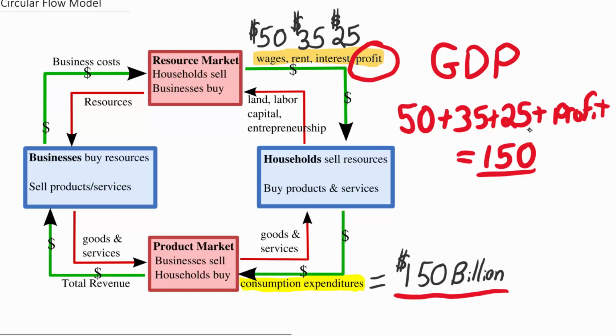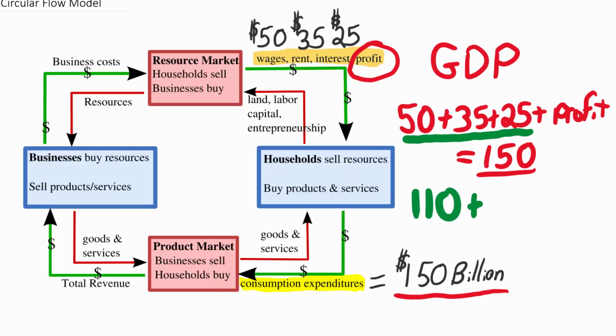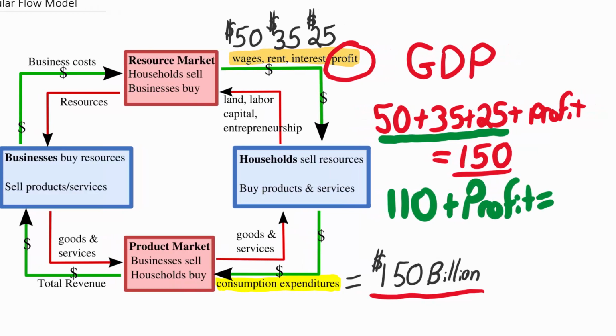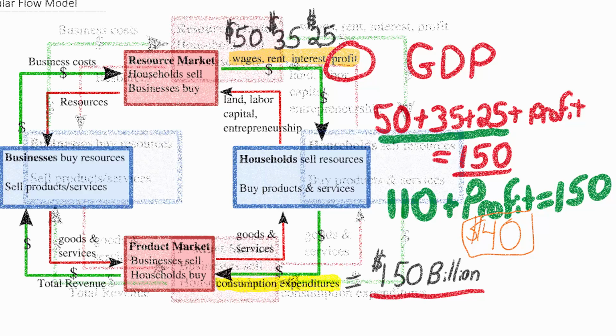Well, the wages, rent, and interest here add up to $110 billion plus profit has to equal 150. That means that the profit has got to be equal to $40 billion, right? So that's a simple kind of problem that you'll see students asked to do in a lot of economics courses.